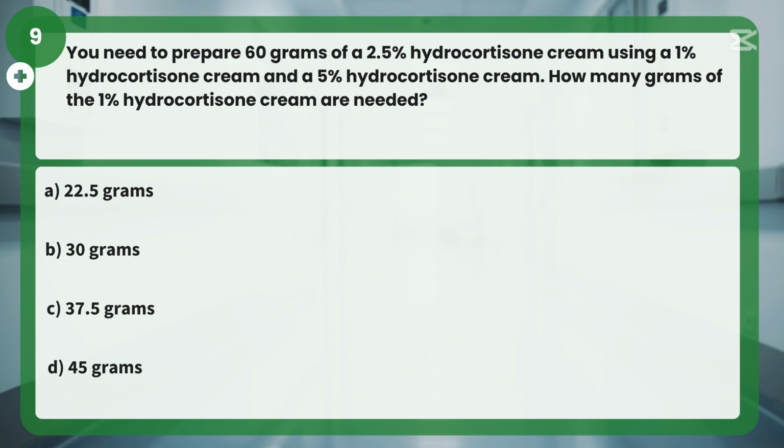Question 9. You need to prepare 60 grams of a 2.5% hydrocortisone cream using a 1% hydrocortisone cream and a 5% hydrocortisone cream. How many grams of the 1% hydrocortisone cream are needed? A. 22.5 grams. B. 30 grams. C. 37.5 grams. D. 45 grams.